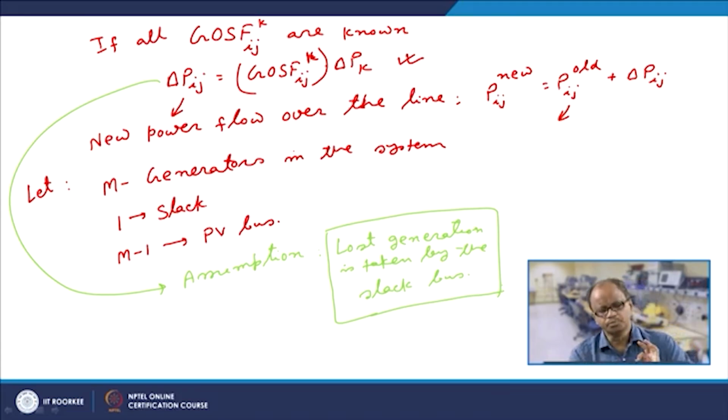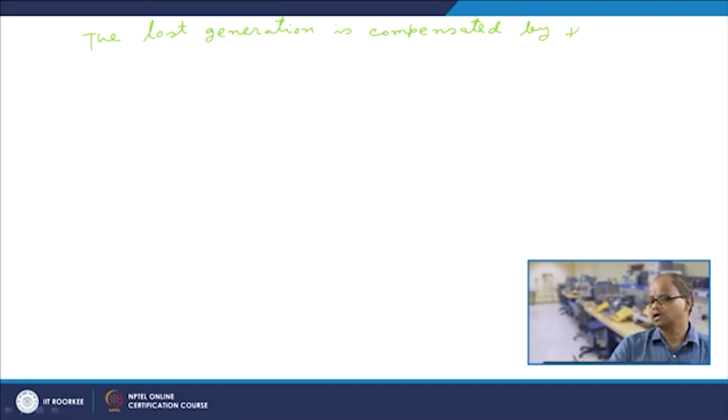load shedding. So, to prevent that, what is actually done is that the lost generation is distributed, that is, the lost generation is compensated by the other remaining generators combinedly.